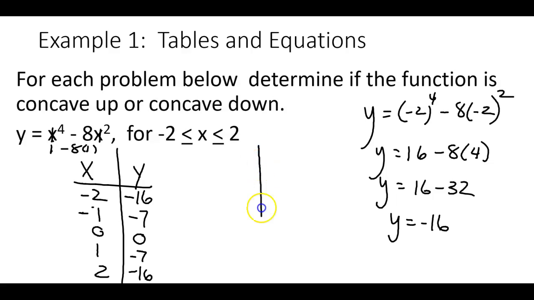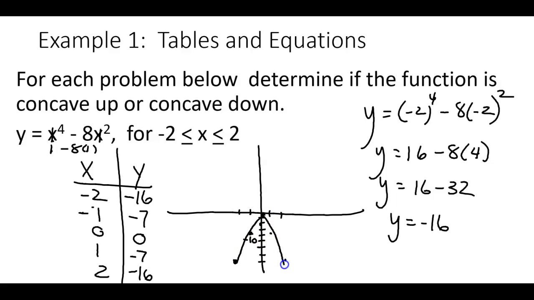Now we're ready to graph it. Let's graph it and see. My y-axis goes down to 16, so 2, 4, 6, 8, 10, 12, 14, 16. My x-axis only goes out to 2. So let's graph that. -2, -16. -1, -7. 0, 0. 1, -7. 2, 16.